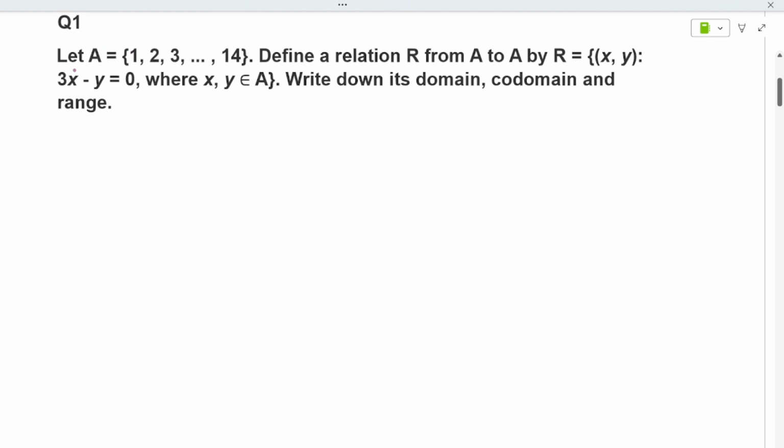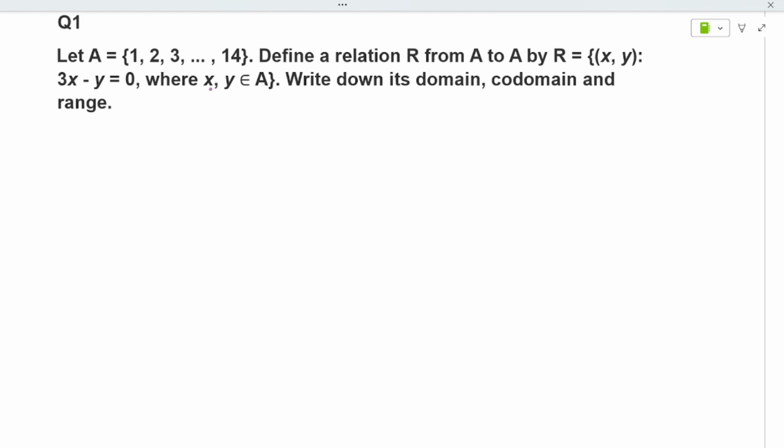They have given: let A is equal to {1, 2, 3, 4, ... up to 14}. This is the set given, up to 14. Define a relation R from A to A. They have named this set as A, right? So they want a relation from A to A, and the relation is given by {(x, y): 3x minus y is equal to 0}, where (x, y) belongs to set A, and write its domain, codomain and range. This is how we have to solve this question.